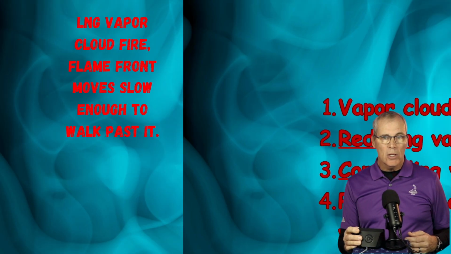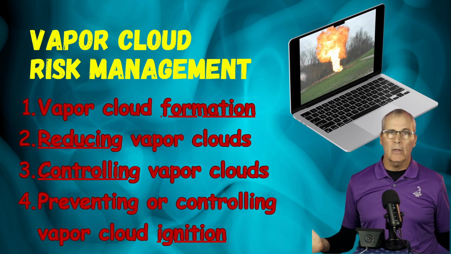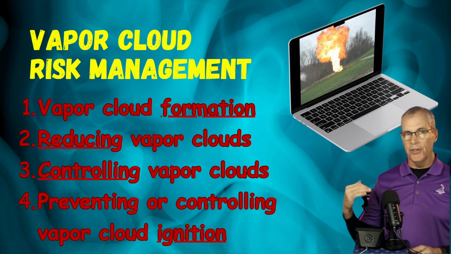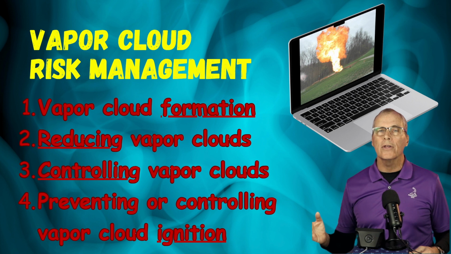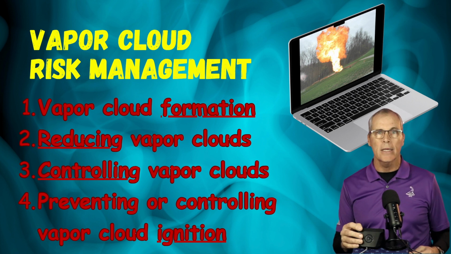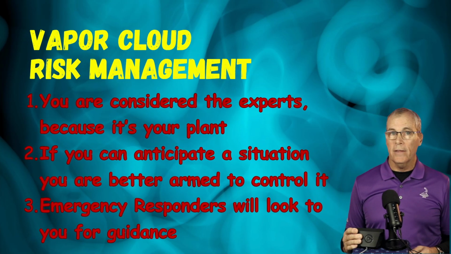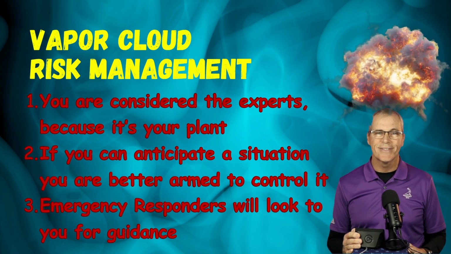So now, let's talk about what we do about a vapor cloud. How are we going to control the formation of that cloud? How do we reduce the size of that cloud? When that cloud's going somewhere we don't want it to go, how do we control it? And finally, how do we keep them from igniting? Let's prevent ignition of these clouds. Stick around to the end because you're going to find that maybe sometimes we'll light them off on purpose.